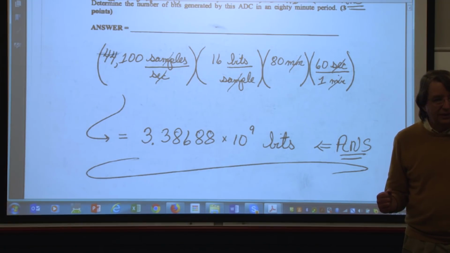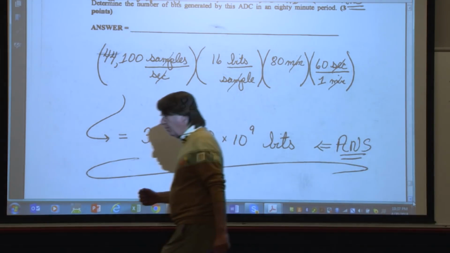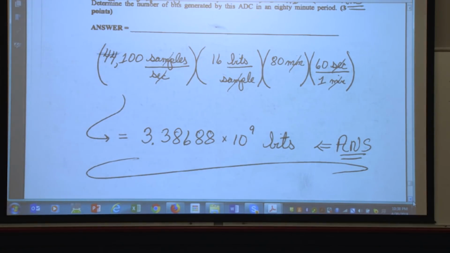So far, so good? Now, the last part. And I think the next part is the last part. And then we are done.